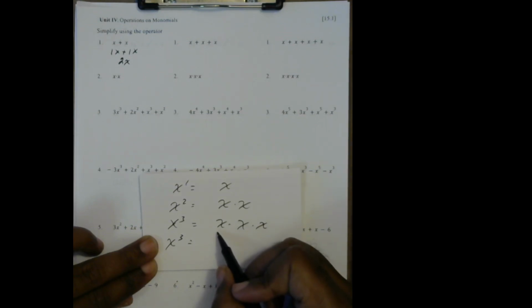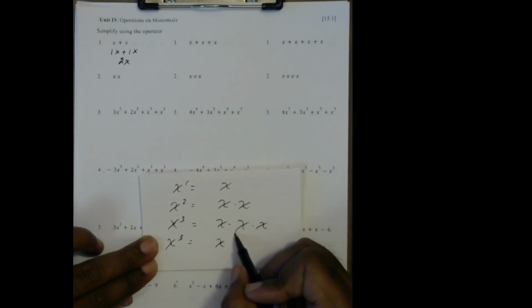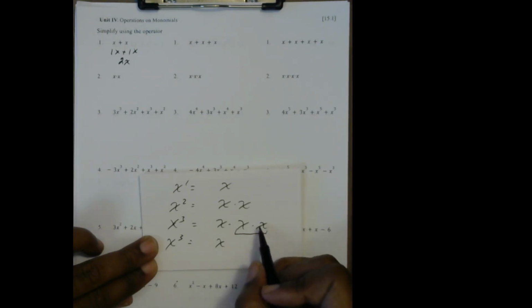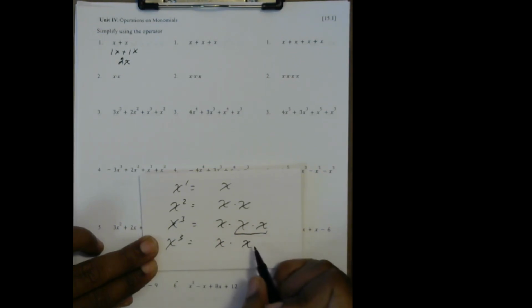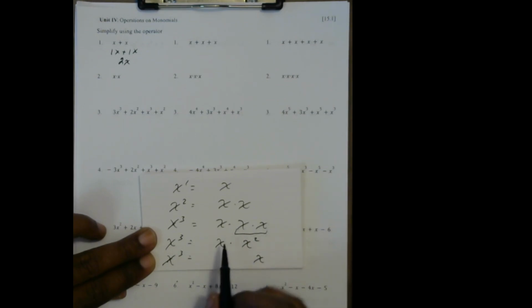Now let's stop here. You can also say that an x to the third power can be the same thing as x right here, and we're going to replace this x times x with x squared. We can say x times x squared. Or we can go the other way. We can say x to the third is the x here, and then the x times x, we can make that an x squared.